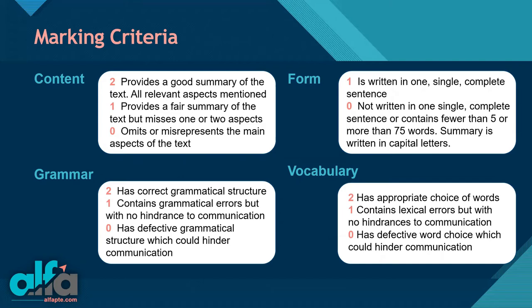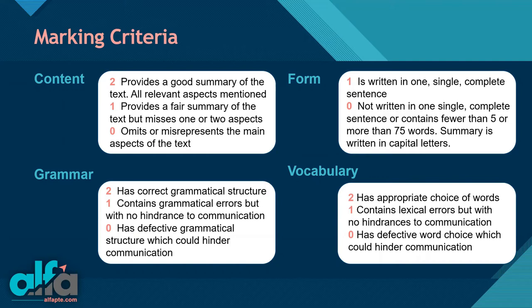For content, if you provide a good summary of the text, and all relevant aspects are mentioned, then you get full marks. If you just provide a fair summary but miss some aspects, you get 1 mark, and if you do not do anything, you just don't get any marks. Form, if you write in one single sentence, full marks. If you don't, you don't get any marks.